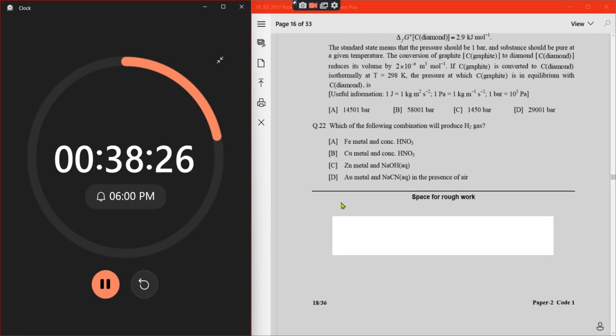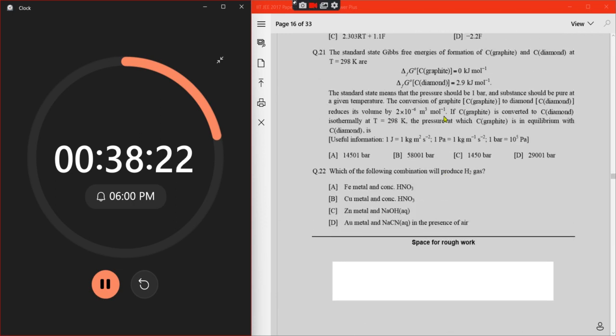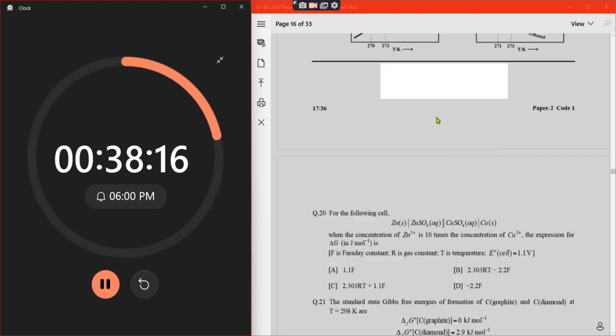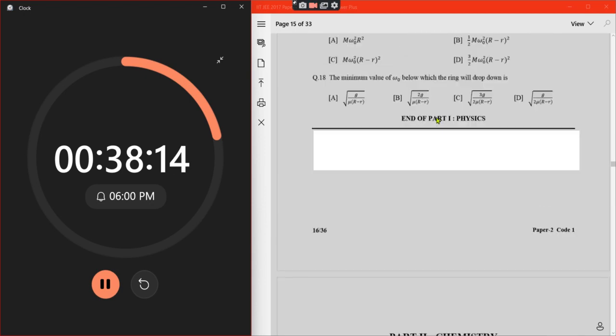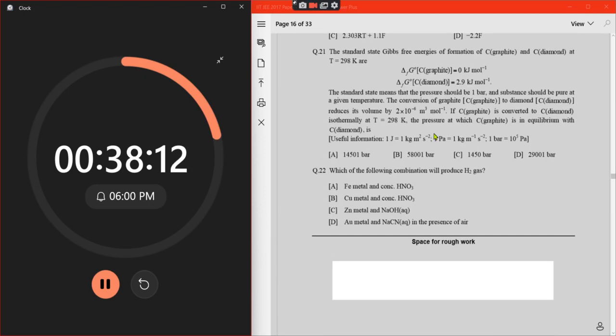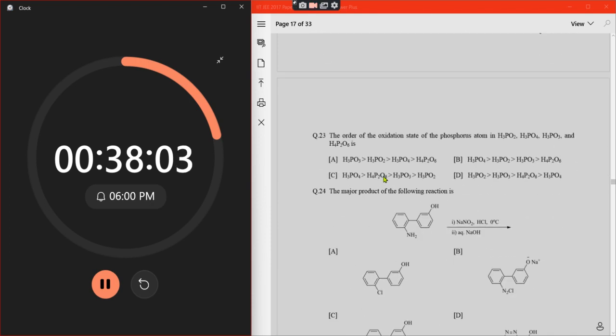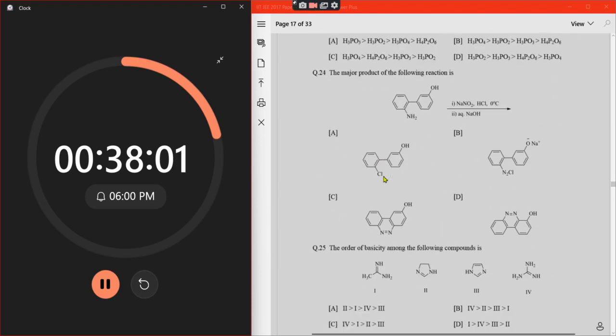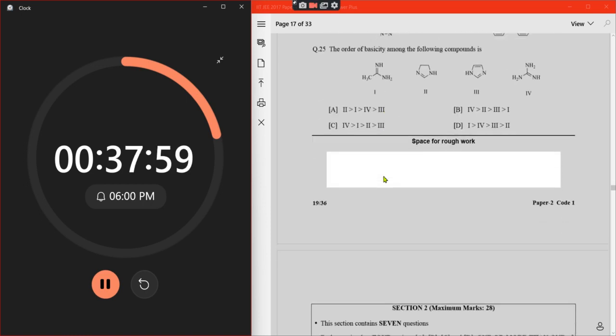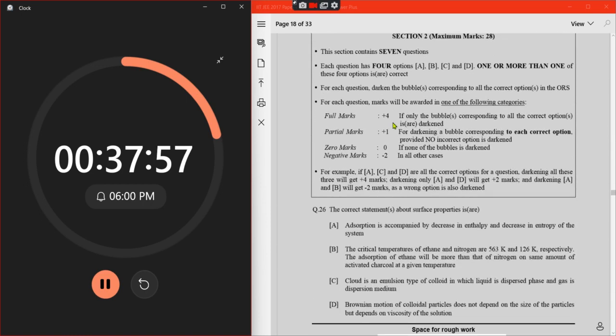Okay, next question. The following combination will produce H2 gas. I don't know. Maybe I do know. Conc. HNO3 and Au, Fe metal and conc. HNO3, Cu metal and conc. HNO3, Zn metal and NaCN in the presence of air. It's not multiple choice, is it? No, it's single correct, ठीक है ना? Look, okay, मुझे अब याद नहीं आ रहा. Whatever. The order of oxidation state of the, okay, यार जो भी है. I don't care.